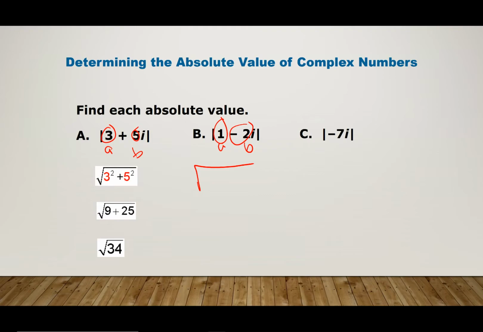So square root of a squared, which is 1, so 1 squared. I'm going to put that in parentheses just for fun. Plus b squared. B is negative 2, so you have negative 2 squared. So use a calculator and type that in if you want to, or 1 squared is 1, negative 2 squared is 4. So we have the square root of 1 plus 4, which is square root of 5.